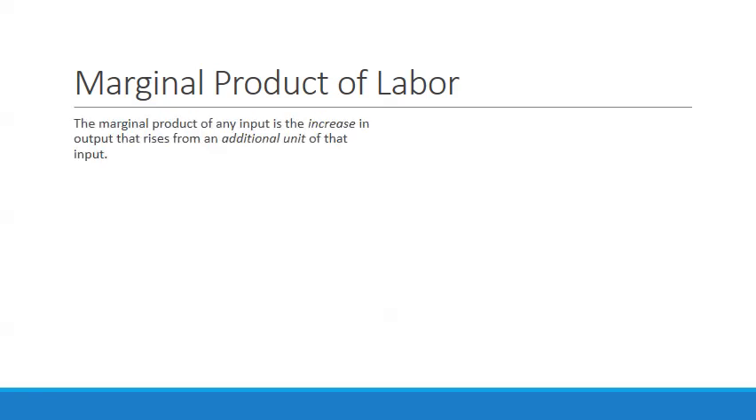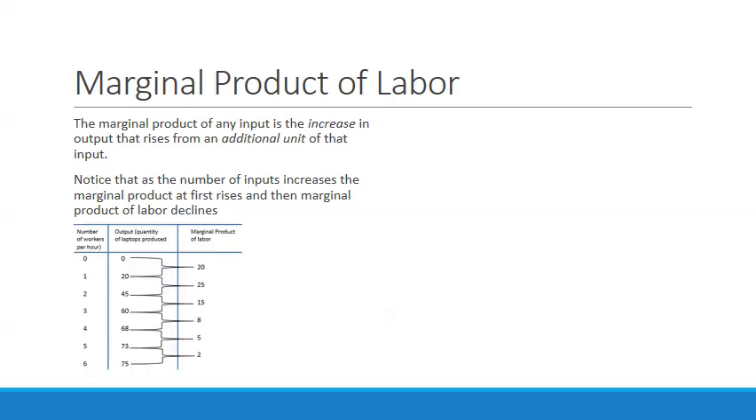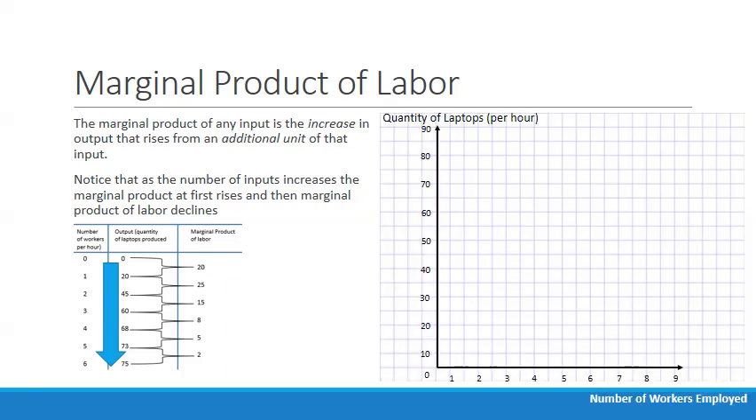Okay, so this time let's look at the marginal product of labor. The marginal product of any input is the increase in output that arises from an additional unit of that input. Notice that as the number of inputs increases, the marginal product at first rises and then the marginal product of labor declines. The outputs of laptops produced go 0, 20, 45, 60, 68, 73, 75. Notice that the marginal product of labor goes 20, 25, it increases and then begins to decrease. When we chart that on the graph, this is what we see.